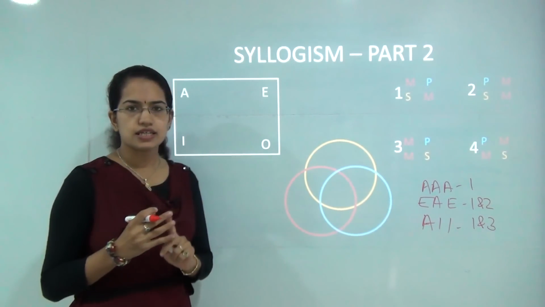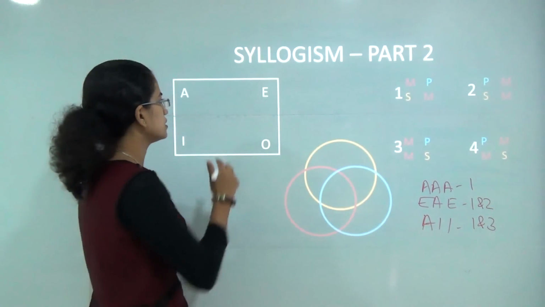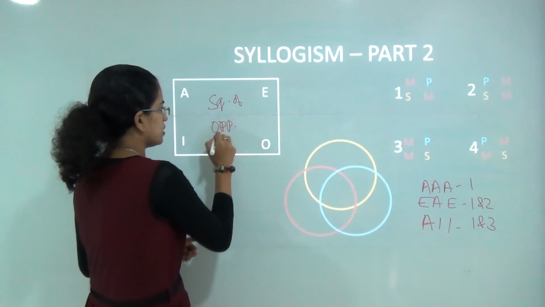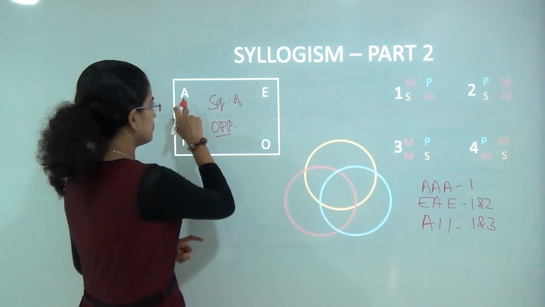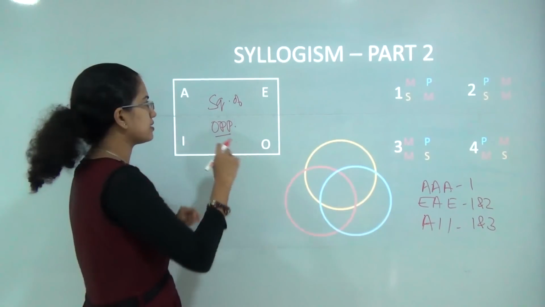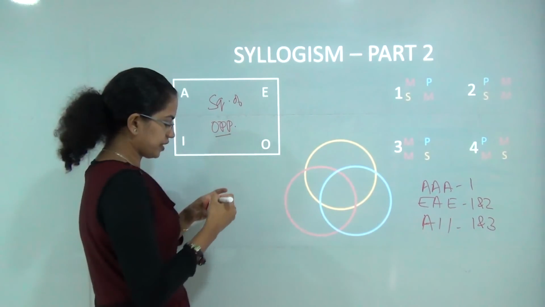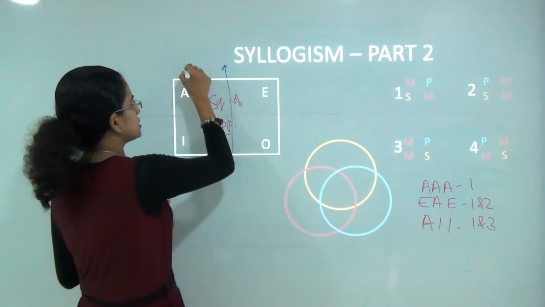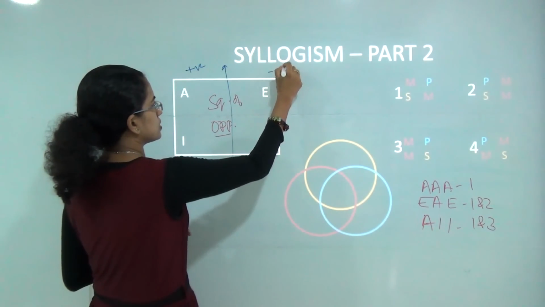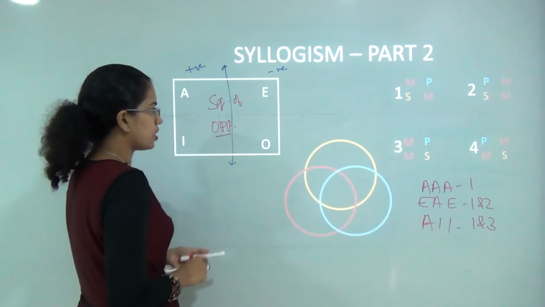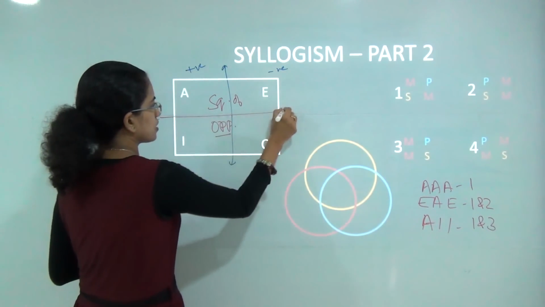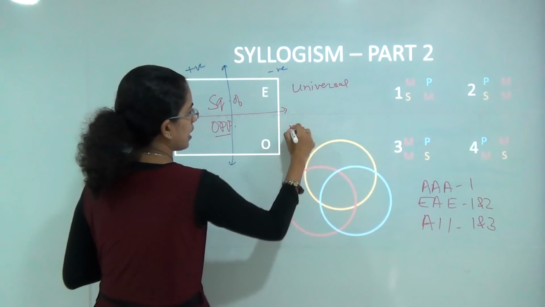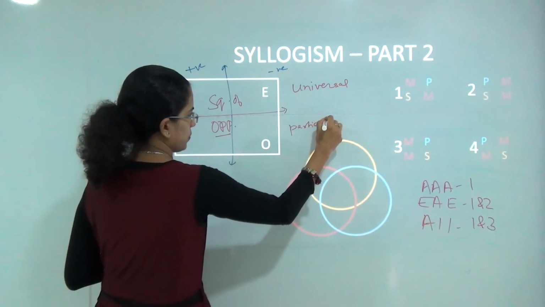So there were three things that we talked about in the last class. The first was the concept of a square of opposition. In the square of opposition, we have a diagram, a square with A, E, I and O. If I cut this vertically, I have positives on this side and negatives on this side. If I cut this horizontally, I have universals above and particular cases below.